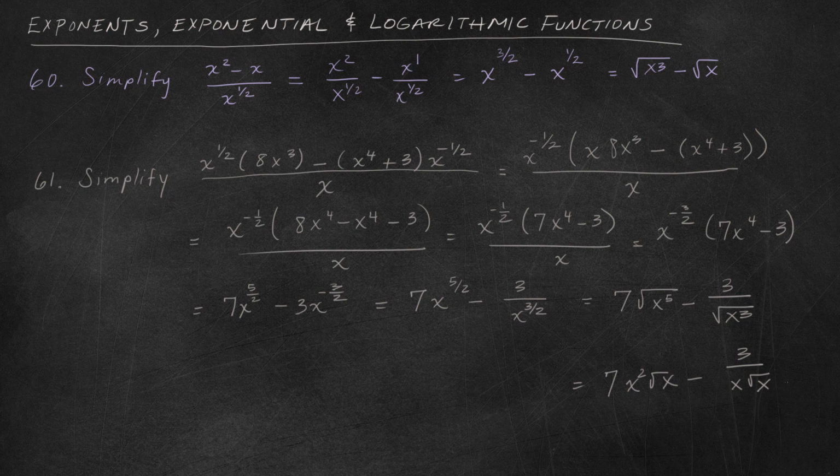Now sometimes you're taught to put absolute value around this x when you bring it out. However, in our original equation, I can see right here that we have a restricted domain. This is 1 over the square root of x, so right away I know that x has to be greater than 0.